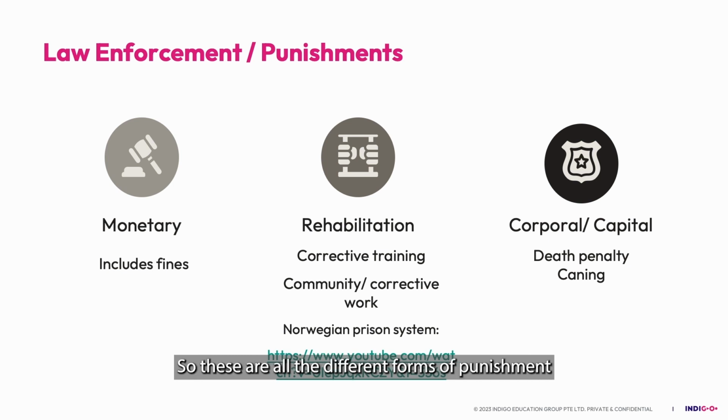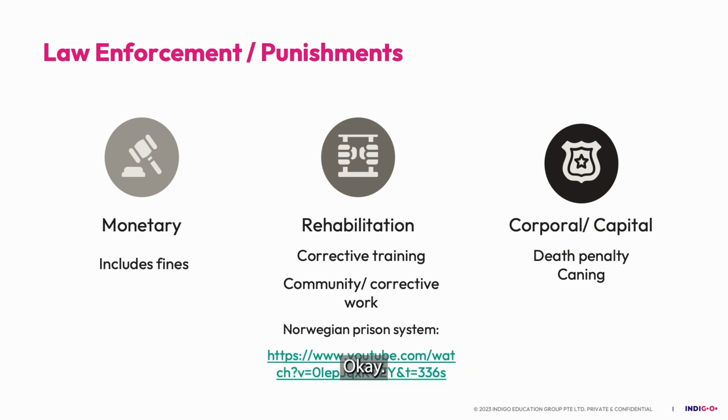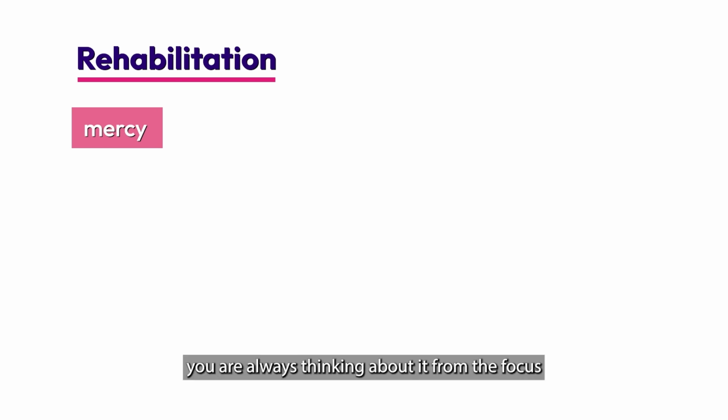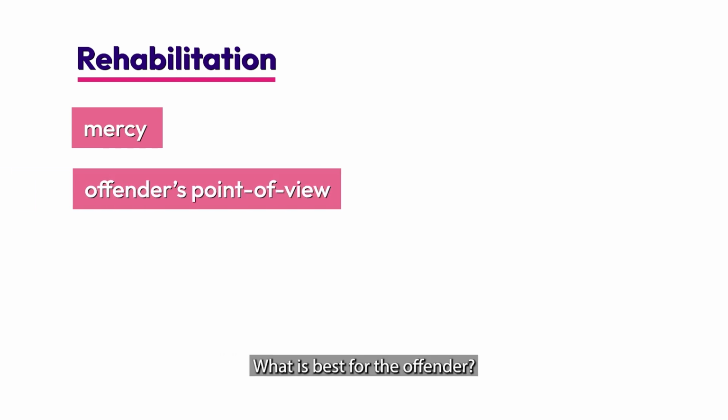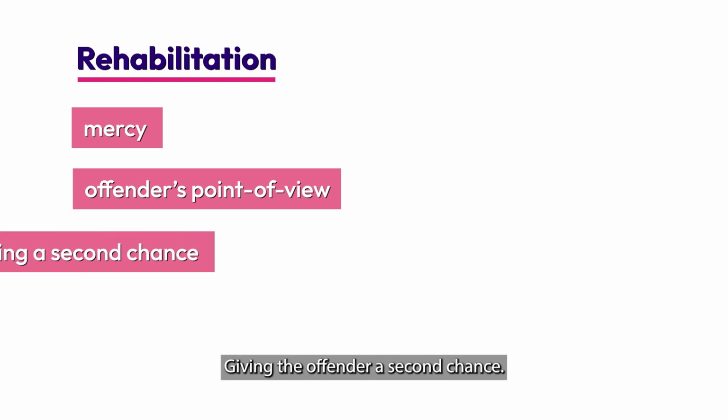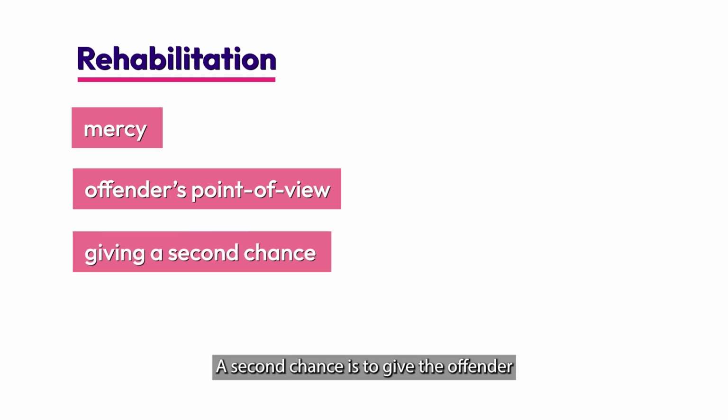So these are all the different forms of punishment that you want to think about. Generally speaking, I'm going to reiterate that point again. When we are talking about rehabilitative punishment, we are always talking about mercy. And on top of that, you are always thinking about it from the point of view of the offender. What is best for the offender? So it makes sense, right? Giving the offender a second chance is to give the offender another opportunity to right his own wrongs, to make a better life for himself. So that's what we are thinking about when we think about rehabilitation.